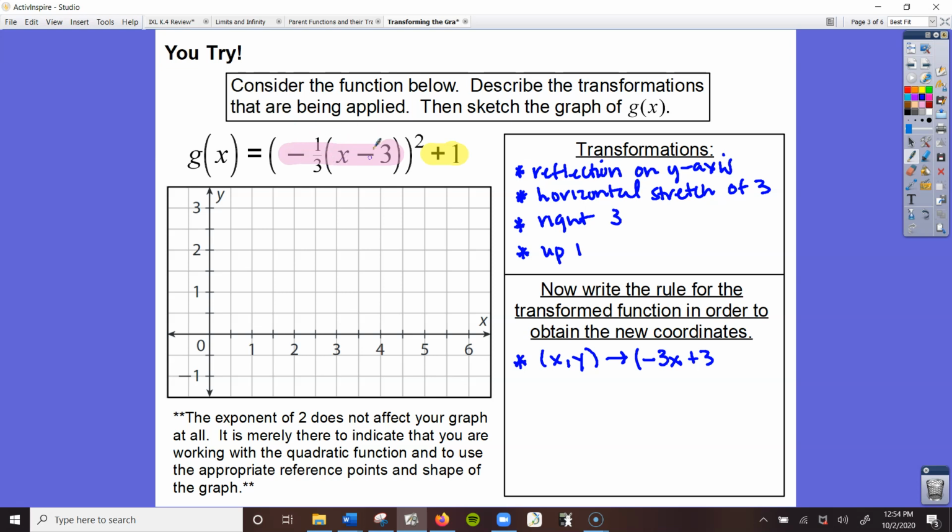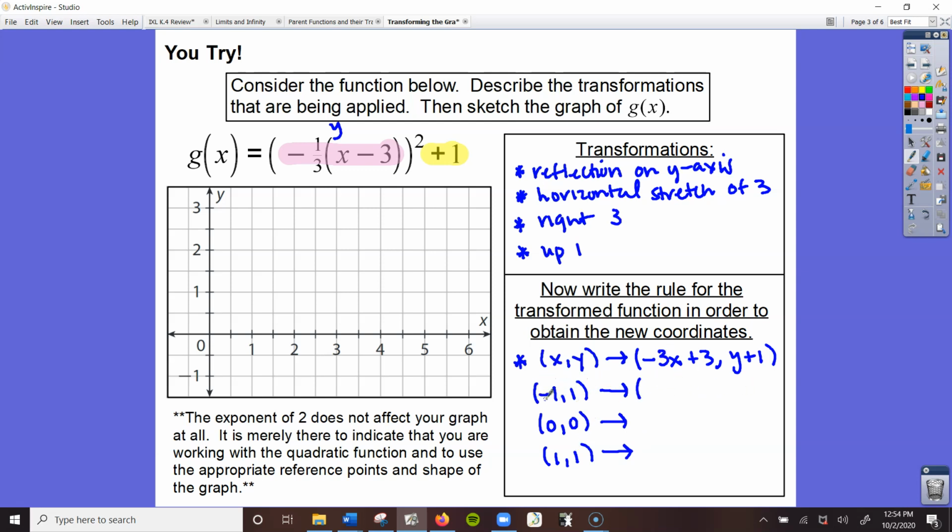Negative 3x plus 3. Then the rule for the y, if it helps, just think of everything in pink as being the y and then read it from left to right. So this would be y plus 1. We will always use the same reference points because we are transforming the same parent graph. So we're using negative 1, 1, 0, 0, and 1, 1. And now we plug in those points into the rule.